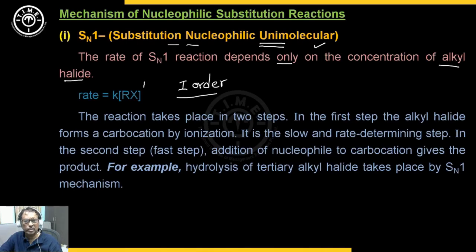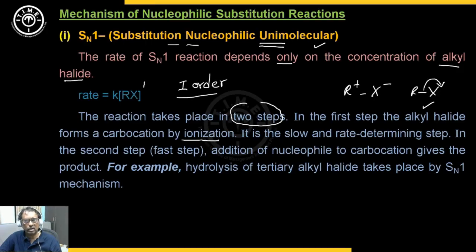Now, the reaction takes place in two steps. The first step, what is going to happen? The alkyl halide, which is RX, is breaking down into a carbocation and halide ion by ionization. So, RX is undergoing what? Heterolytic cleavage. Heterolytic cleavage will give R plus and X minus.